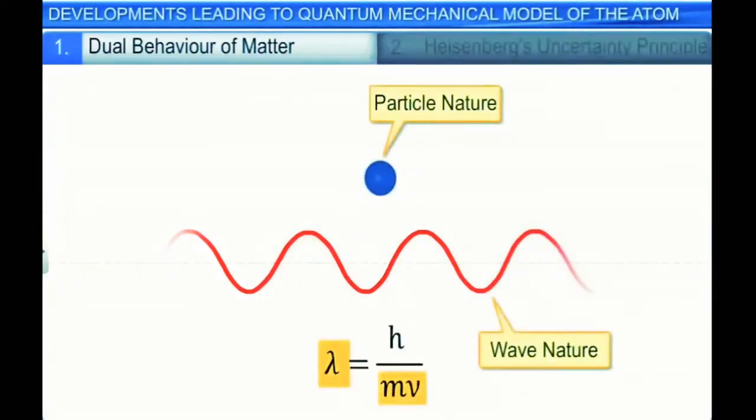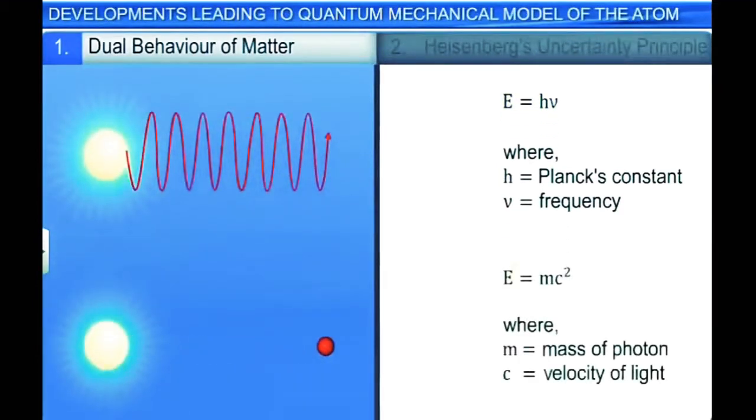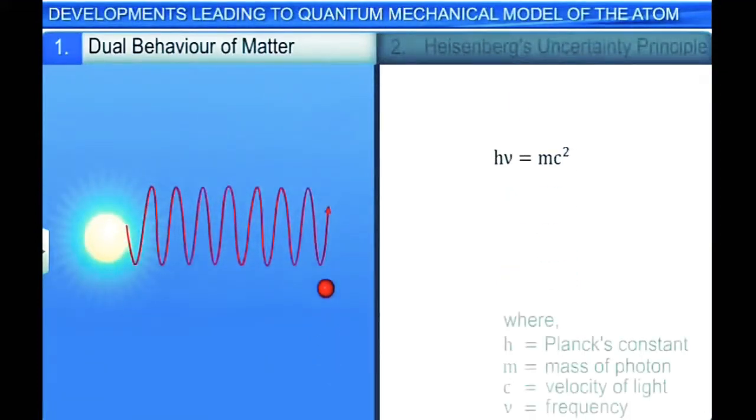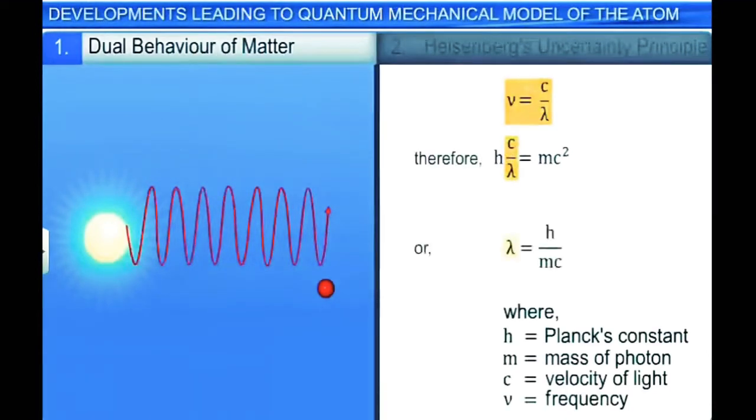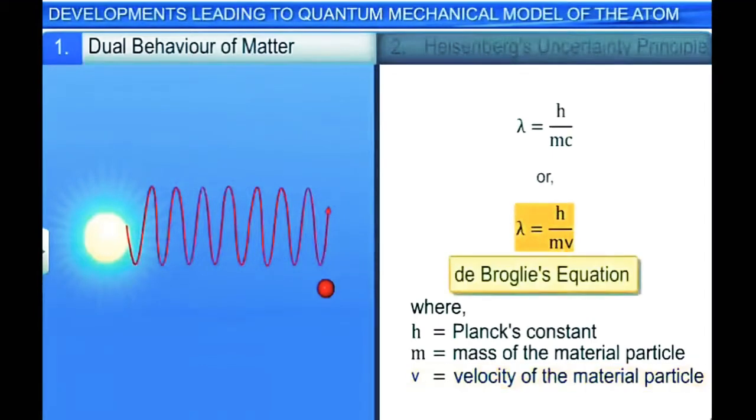He also gave the relation between wavelength and momentum of a material particle based on the energy equations of photons in their wave and particle forms. A photon displaying wave character has energy equal to h multiplied by nu. A photon having a particle character has energy equal to m multiplied by c raised to the power 2. By combining these two equations and replacing nu with c by lambda, we get lambda is equal to h divided by mc. To generalize the equation for any material particle, c, the velocity of light, is replaced with v, the velocity of the material particle. The resultant equation is called de Broglie's equation.